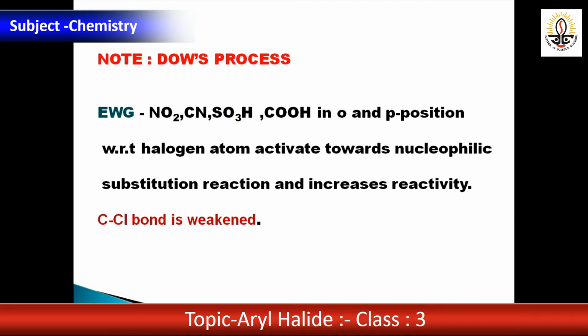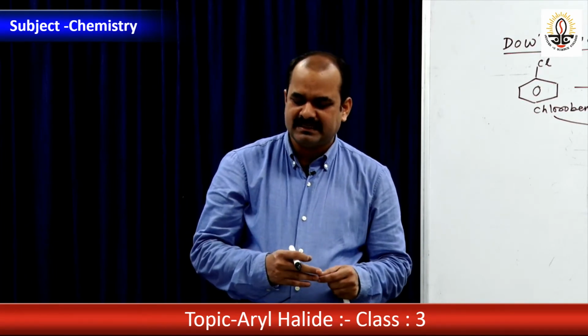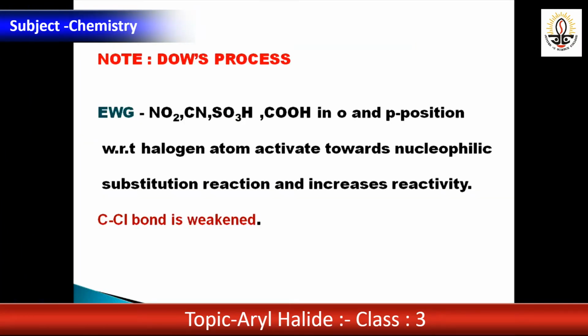Electron withdrawing groups like NO2, CN, SO3H and COOH, if present in ortho or para position with respect to the halogen atom, activate it towards nucleophilic substitution reaction, and the reactivity of that aryl halide increases. It means the carbon chlorine bond becomes weakened. If the aryl halide contains electron withdrawing groups at ortho or para position, the reactivity of the aryl halide increases because the carbon chlorine bond is weakened.